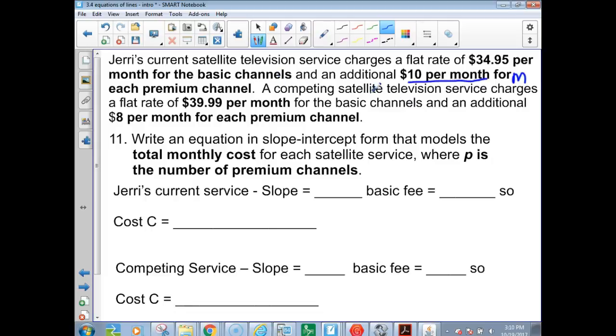Each premium channel. A competing satellite television service charges a flat rate of $39.99, and they charge $8 per month for their premium channel. So we're going to write an equation in slope-intercept form that models the total monthly cost for each satellite service, where p is the number of premium channels. So Jerry's current service has a slope of 10, because it's charging $10 per premium channel. The basic fee is $34.95. So the cost of doing business with them is going to be 10p plus $34.95.